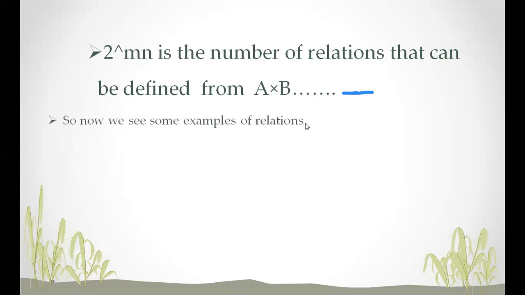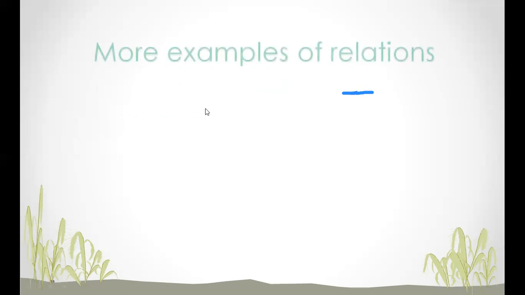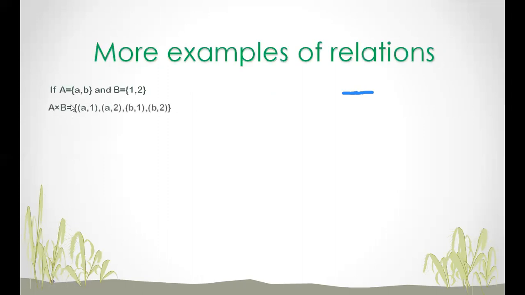Now we see some examples of relations. For example, we have sets A and B. We write the Cartesian product. The first step for a relation is the Cartesian product, so write the Cartesian product according to its definition. For example, A = {a1, a2}, B = {b1, b2}. Here m, the number of elements in the first set A, is 2, and the number of elements in the second set is n, and n is 2.